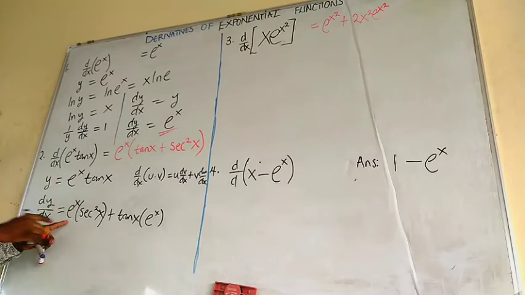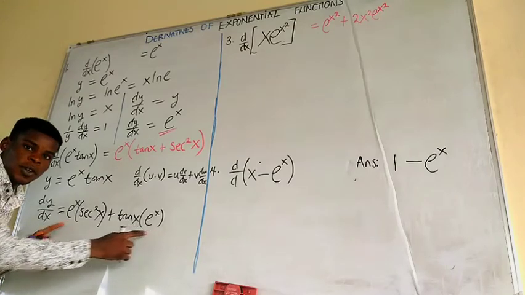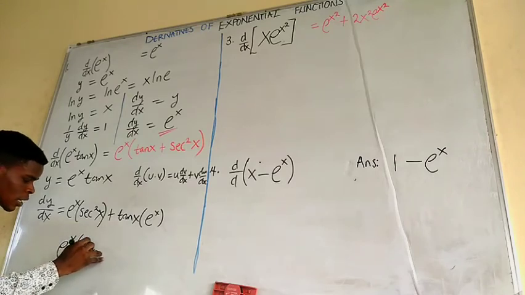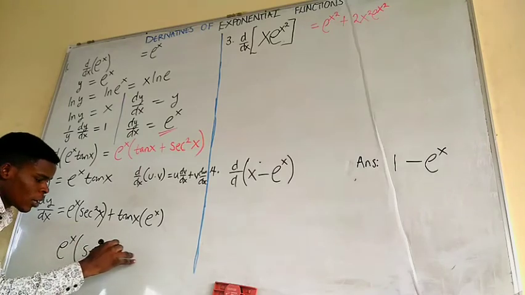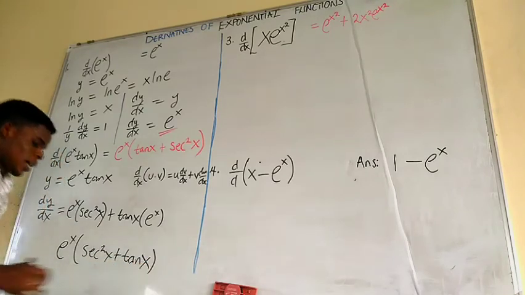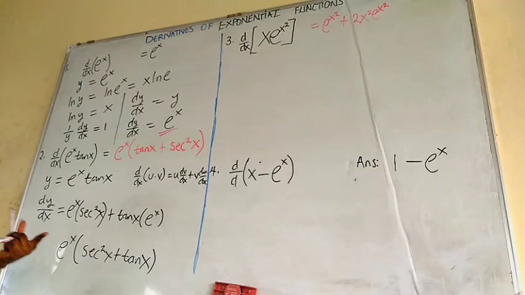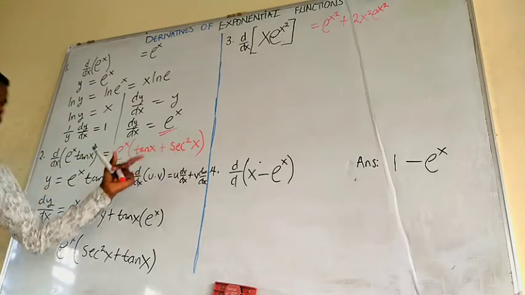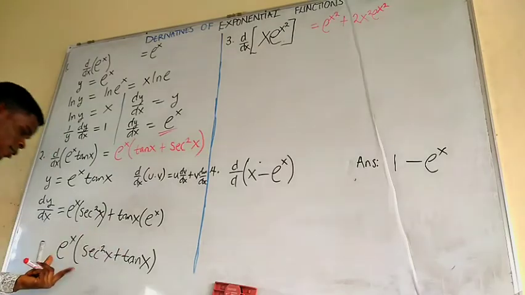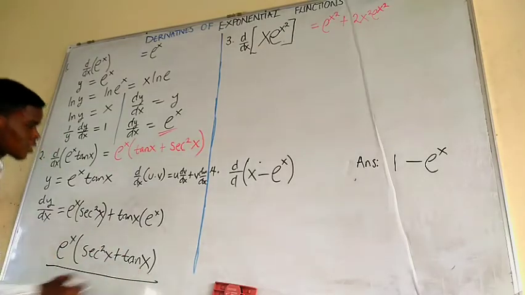Well, here, since e to the power of x is here and here, therefore it's common, we can factor that out. We have e to the power of x times secant square x plus tangent x. And like this, we are done. Oh, well, here is tangent x and secant square x. You know, it's addition, so it's commutative. You can either write this like this or the other way. But this is the correct answer.